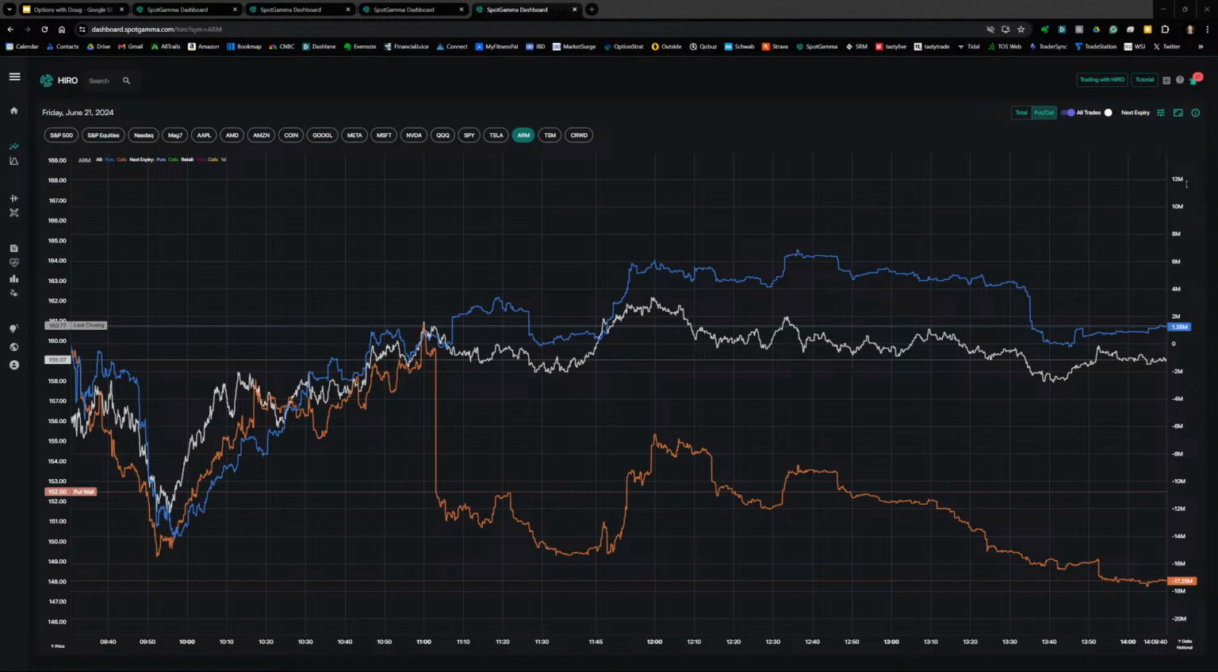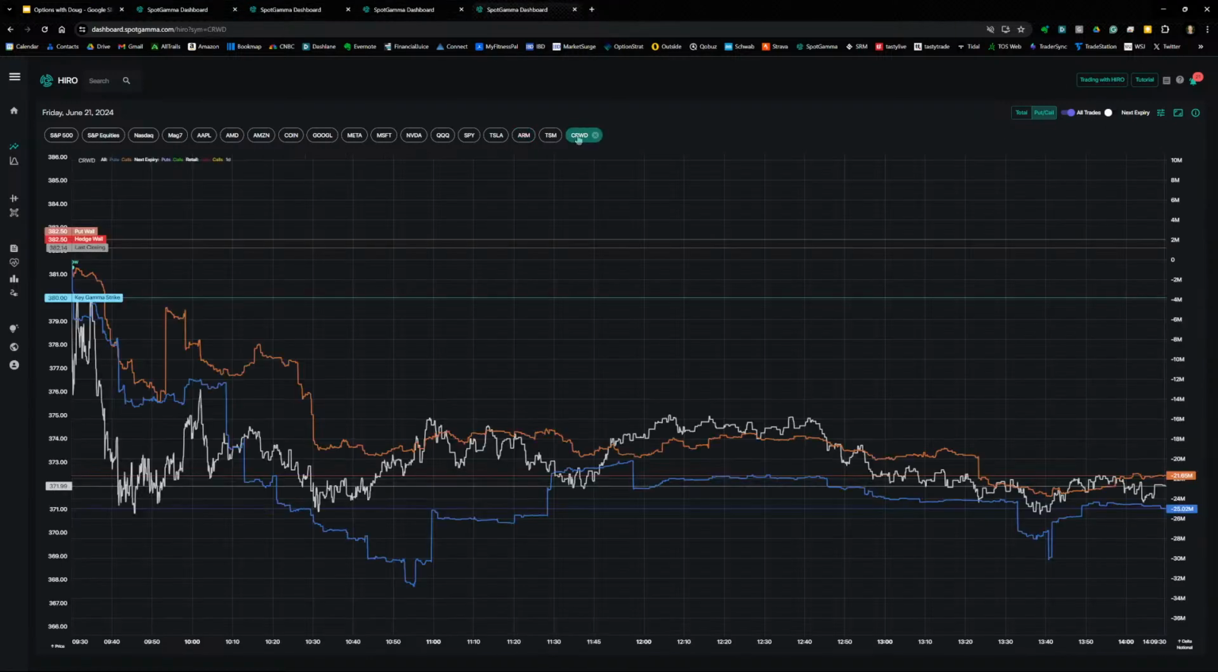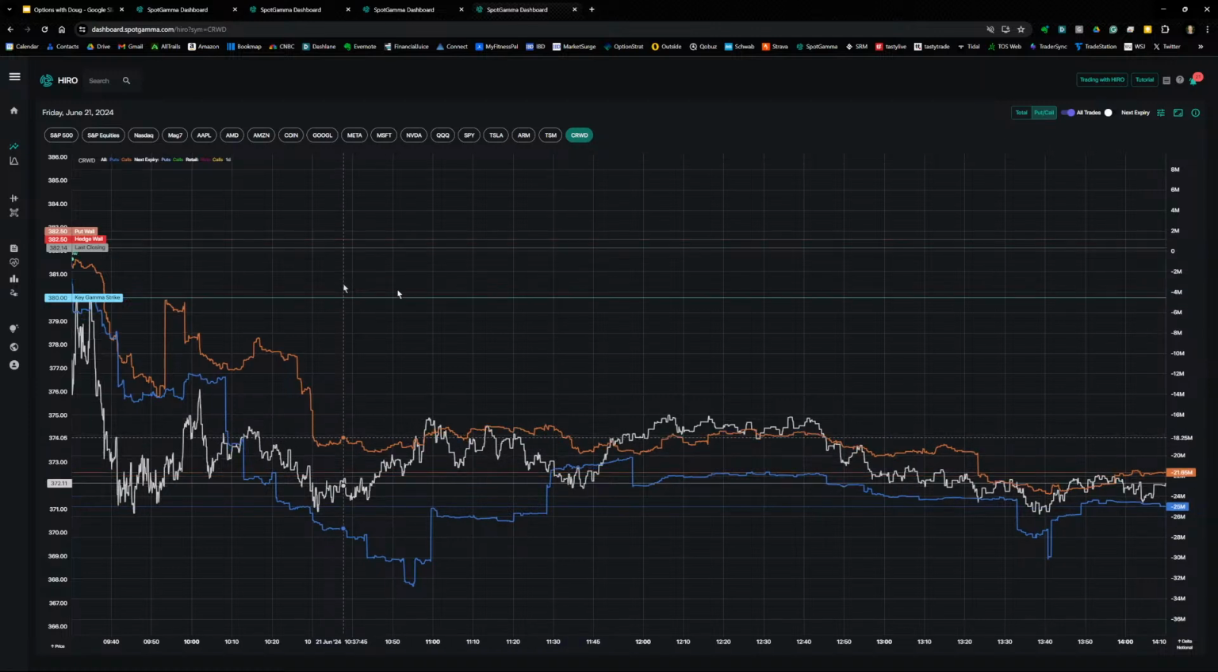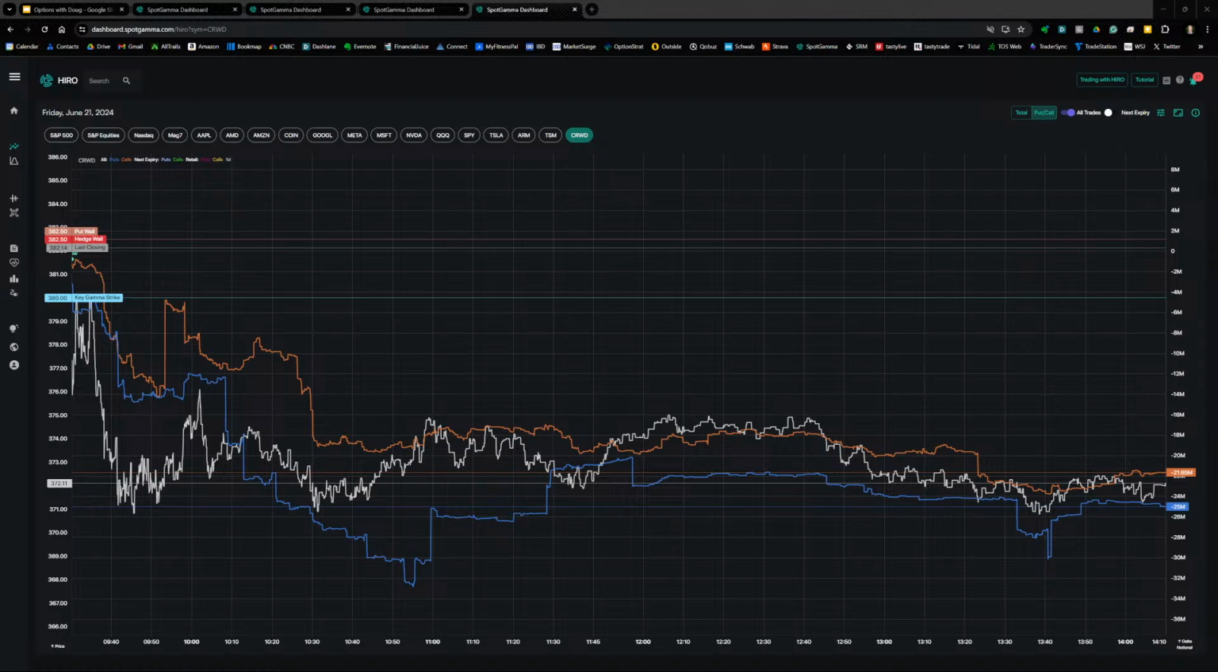The next one I want to take a look at is CrowdStrike. CrowdStrike has also been very strong after reporting earnings. Today, traders taking profits, selling calls and buying puts. Price breaks below the 380 key gamma strike. Options traders take their foot off the gas right around 10:45 and price consolidates.